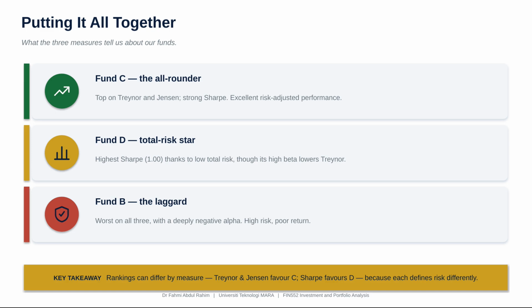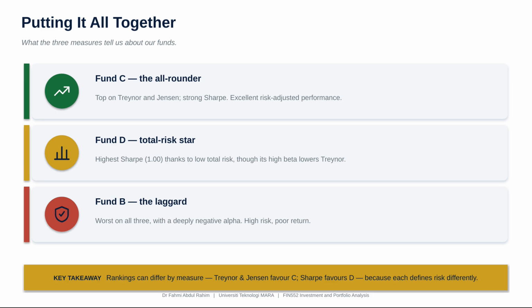Look at Fund D, the total risk star. It had the highest Sharpe ratio, a perfect 1.00, thanks to its low total risk, its low standard deviation, but its high beta of 1.6 dragged down its Treynor score, because Treynor judges by market risk. So D looks brilliant on total risk, but only average on market risk.